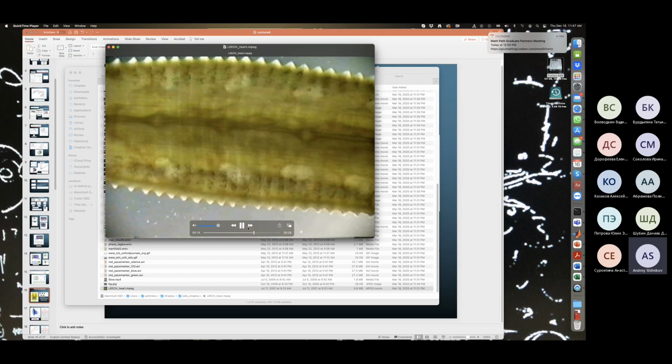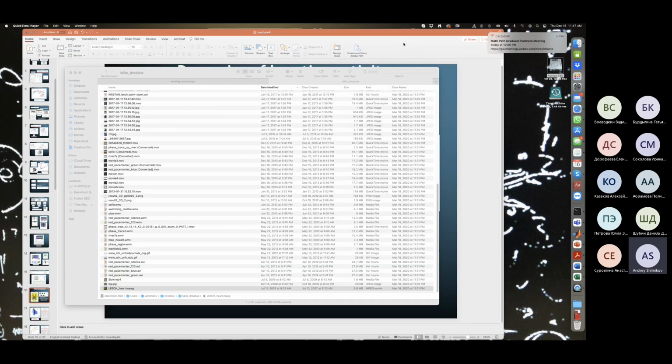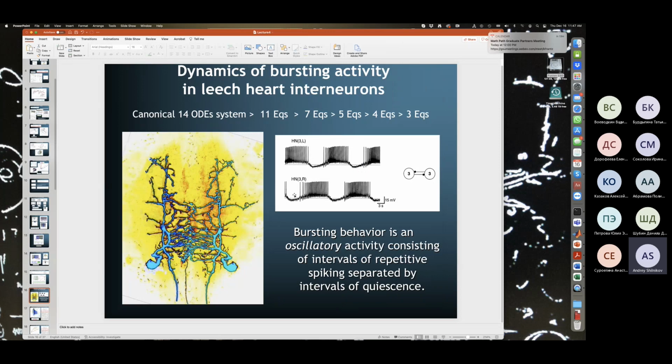That's the reason why the leech is a well-studied animal. It's used in different experiments, and right now we're going to focus on neurons that are part of the central pattern generator that controls the blood circulation. But basically, what I'm going to show is what a half-center does.